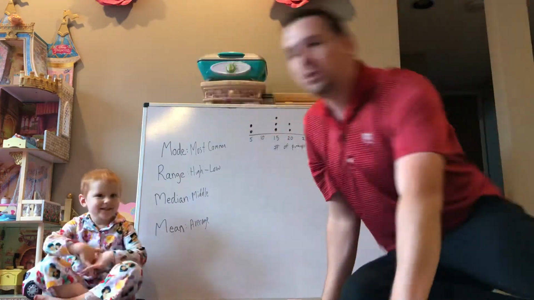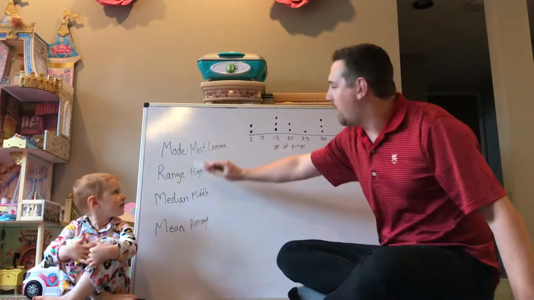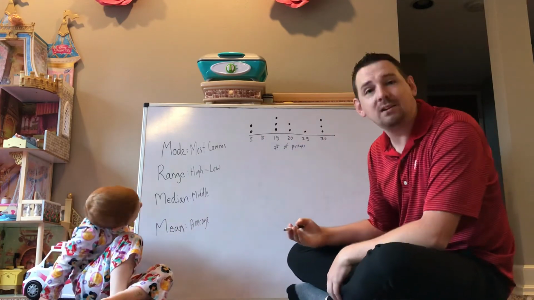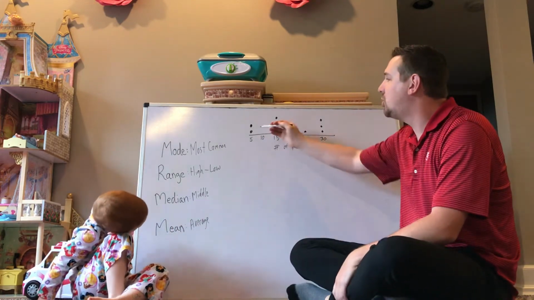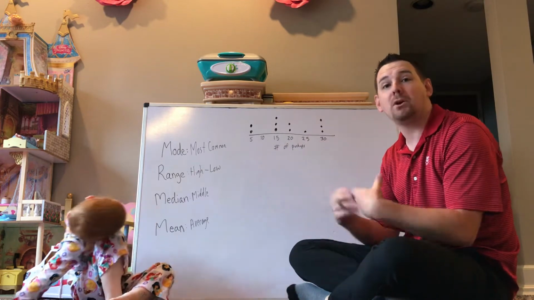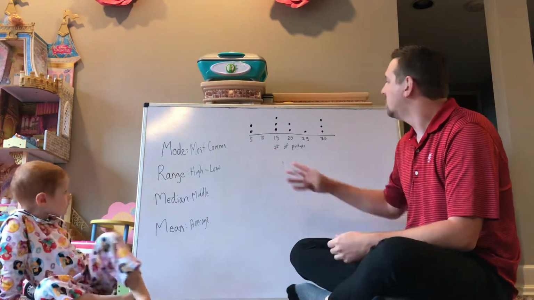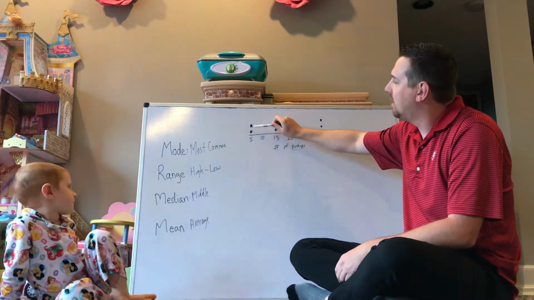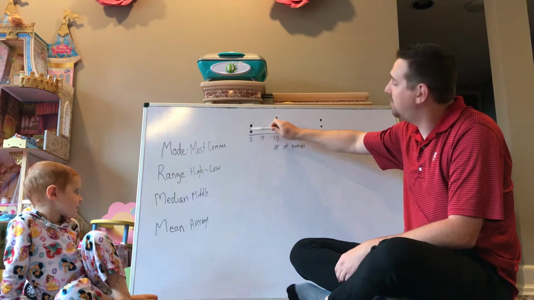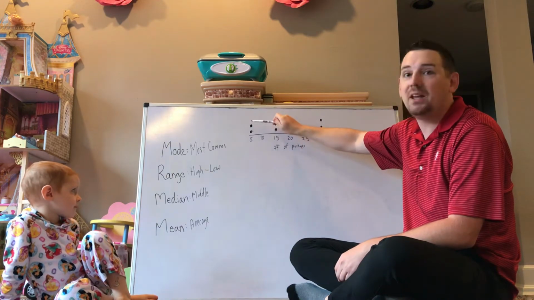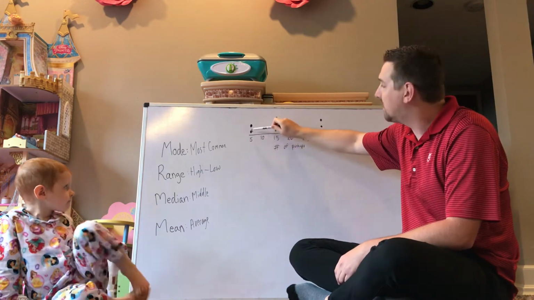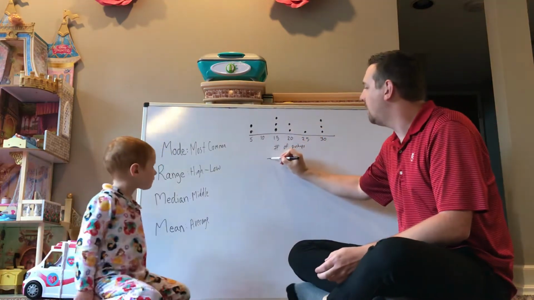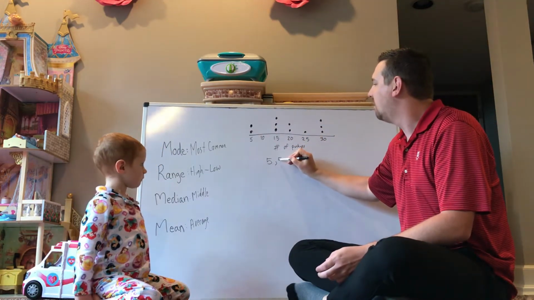Okay, video number 2. We're going to go through mode, range, median, and mean again, except this time I've got what's called a dot plot. So each dot represents a person or a number. So this is number of push-ups. So right here, this dot means that somebody did 5 push-ups, and this dot means somebody else did 5 push-ups. So there's 2 5s. So if I were to put this out in numbers, it would be 5, 5.